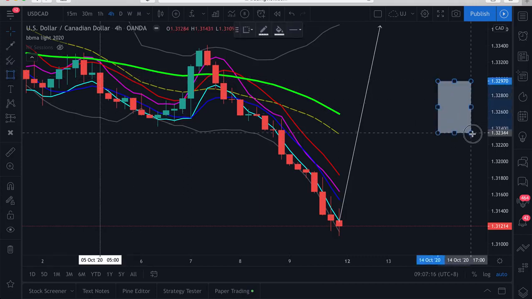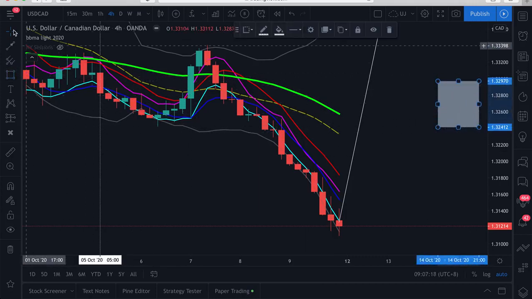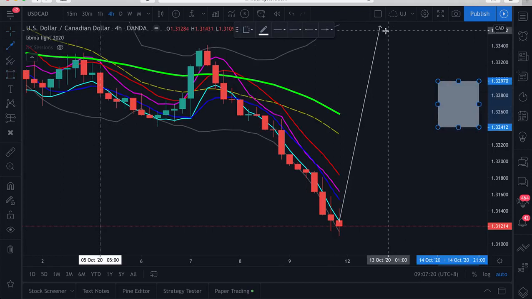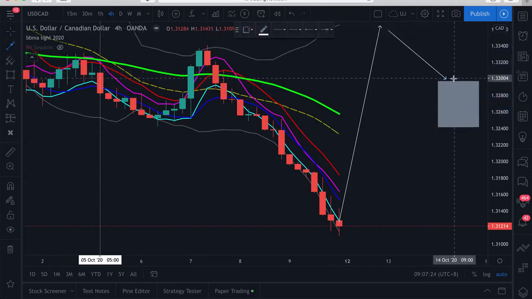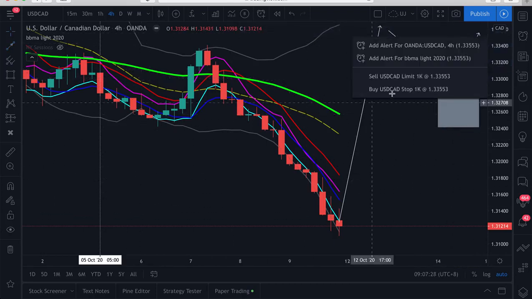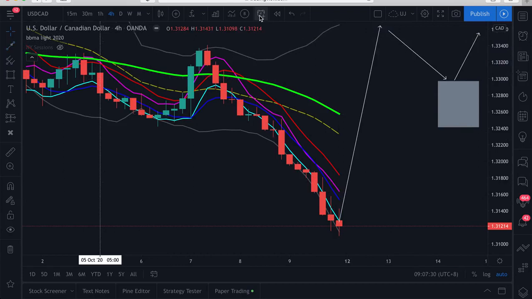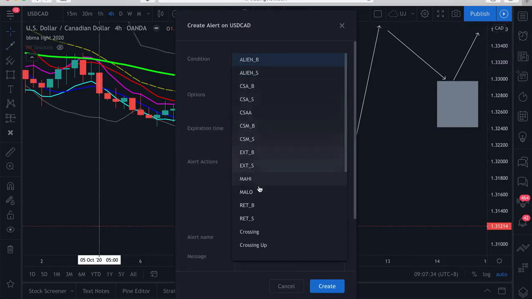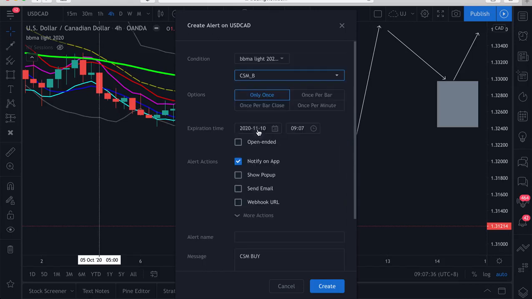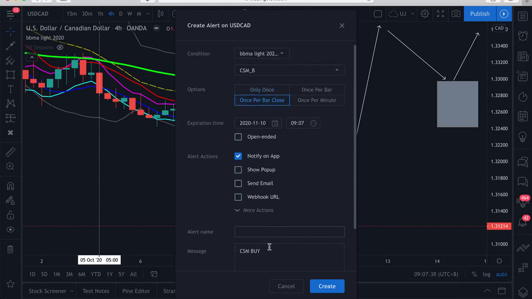So probably around here. Okay, if it does not happen this week, that's fine. We are not in the trade and we are not losing anything. We can keep our profit from the previous week. Okay, set alert. What we want to look for is a CSM buy at H4 and also above EMA 50.